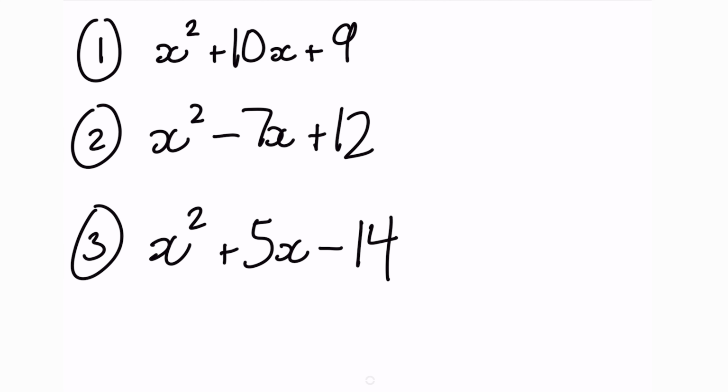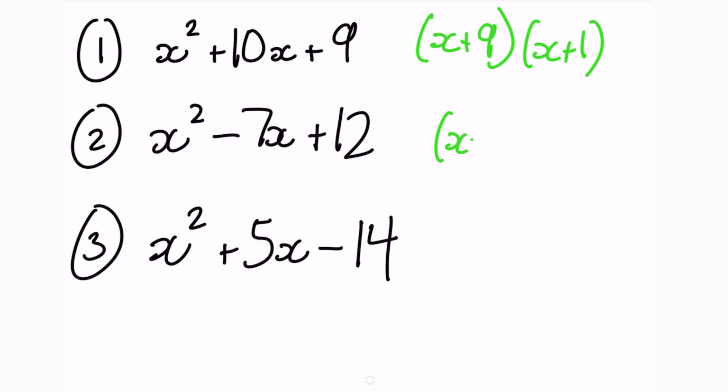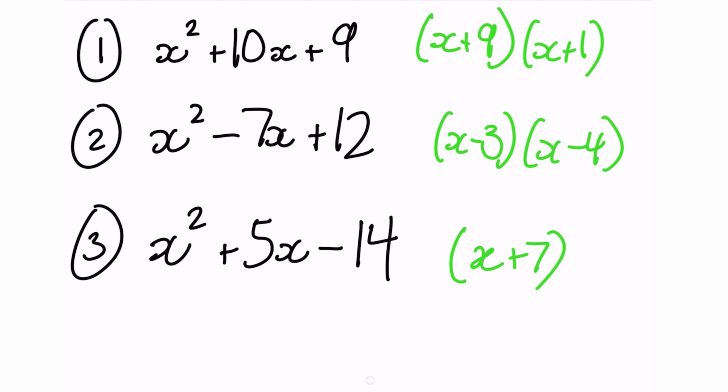Alright, so our answers. Adds to give 10, times to give 9, that'll be 9 and 1. So x plus 9, x plus 1 is our answer. Adds to give negative 7 and times to give 12, that'll be negative 3 and negative 4. And finally, adds to give 5 and multiplies to give negative 14. That'll be 7 and negative 2.